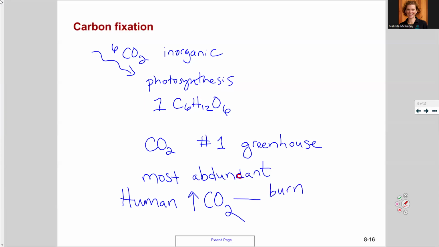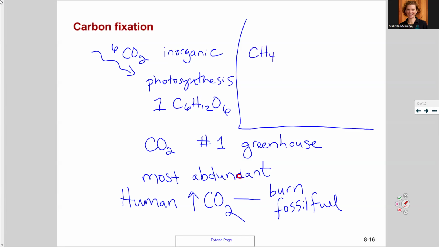So if you burn a fossil fuel, you are creating carbon dioxide. An example, I'm just going to go up here in the corner, would be methane, which is a fossil fuel. It's the #1 gas in natural gas. You burn that on your stove with oxygen, and your byproduct is carbon dioxide. Okay?